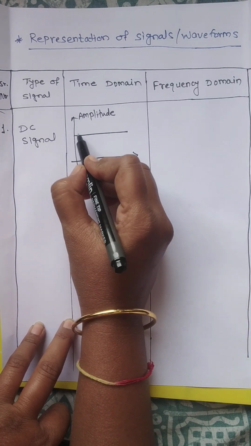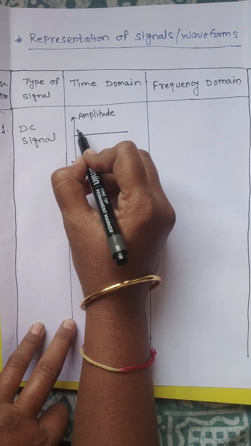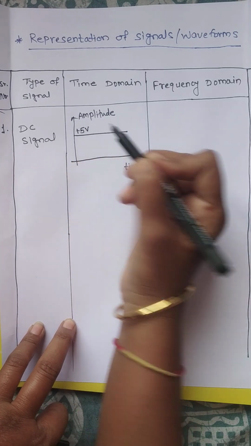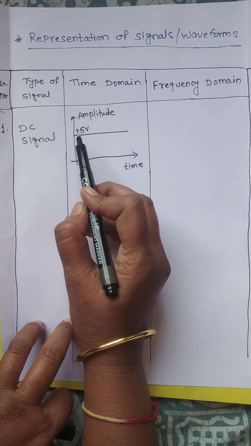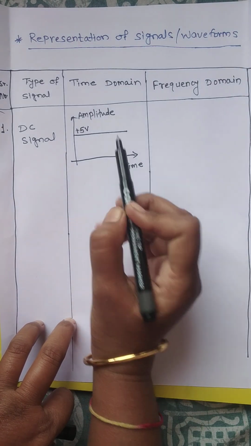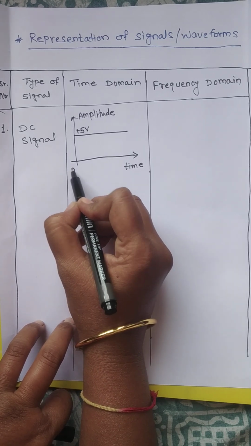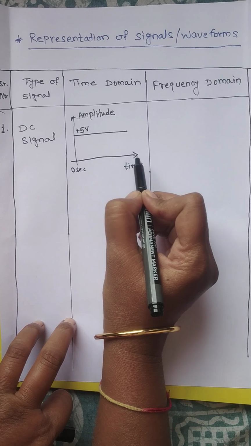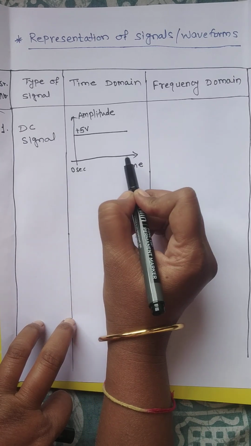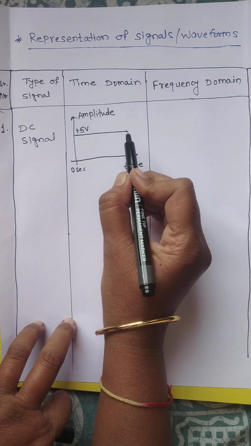Now we know DC is having a constant amplitude. Let us consider, for example, if it is a voltage waveform. For example, if it will be having plus 5 volt amplitude, it will be plotted in this way. So even if the time is 0 second, after 1 second, after 1 minute, after 2 hours, after 24 hours, what we can say, it is remaining constant at plus 5 volt.